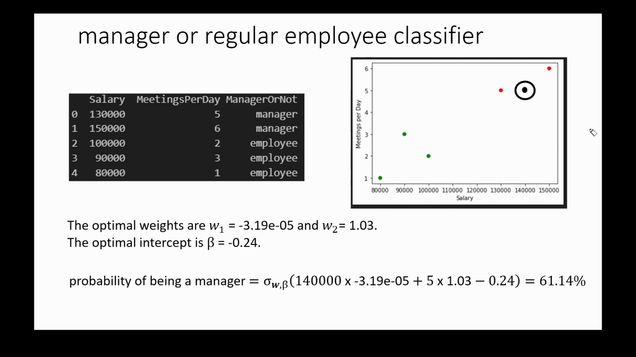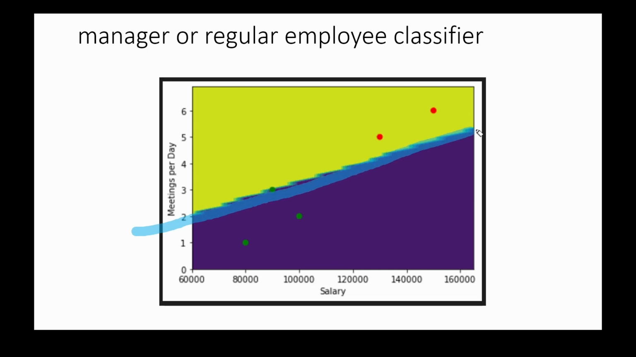You can actually do it for every single point on this figure, and if you do that, you can draw a boundary line on this figure where if an employee's salary and meetings per day are above the boundary line, then the model will think that employee is a manager. On the opposite, if an employee's salary and meetings per day are below the boundary line, then the model will think that employee is just a regular employee.